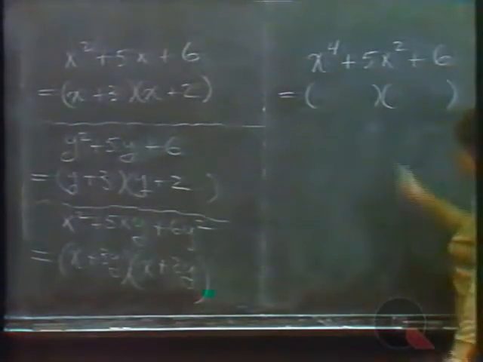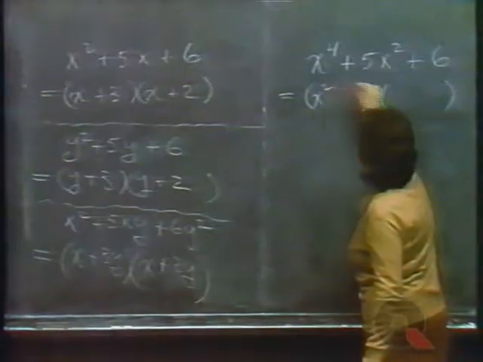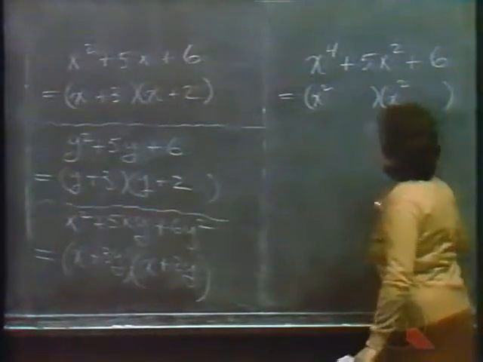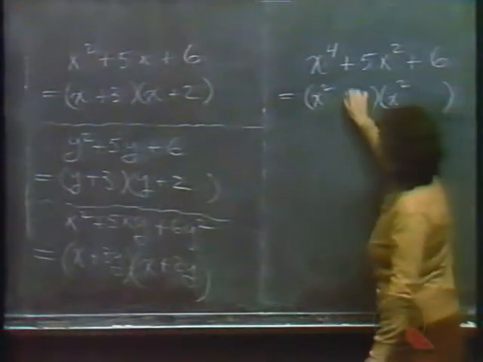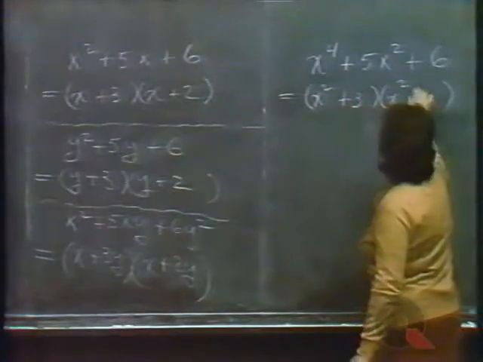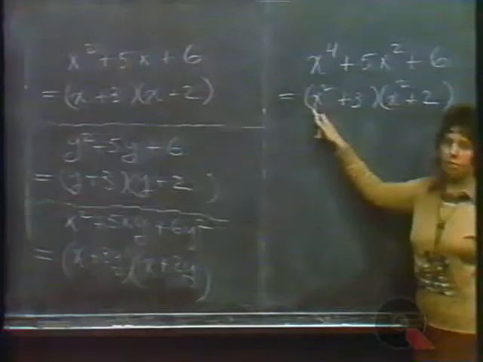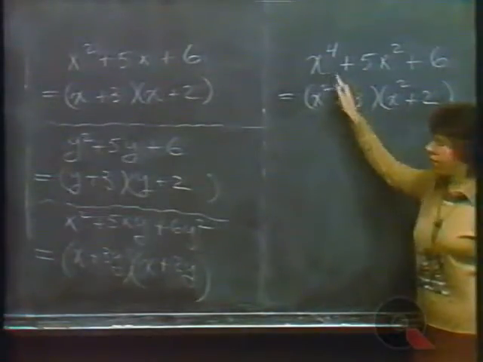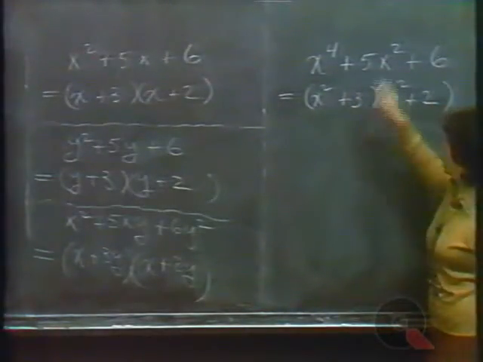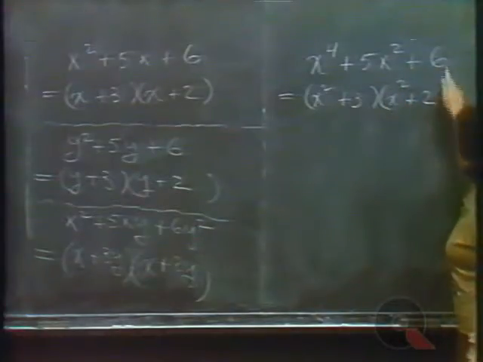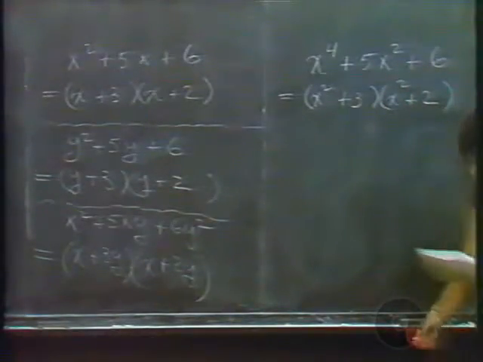And what we do is the same kind of thing, except we start with x squared and x squared in here. x squared plus 3 times x squared plus 2. Let's check this by FOIL. x squared times x squared gives us x to the 4th, 2x squared plus 3x squared for the 5x squared, and then plus 6 for the last terms.